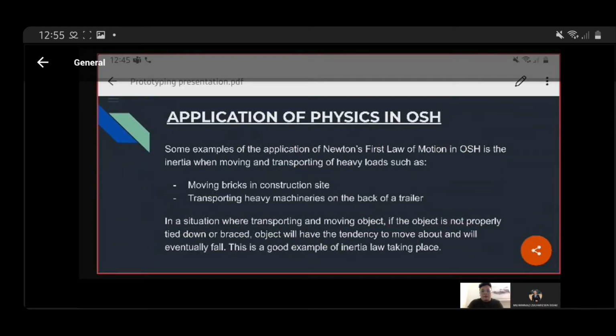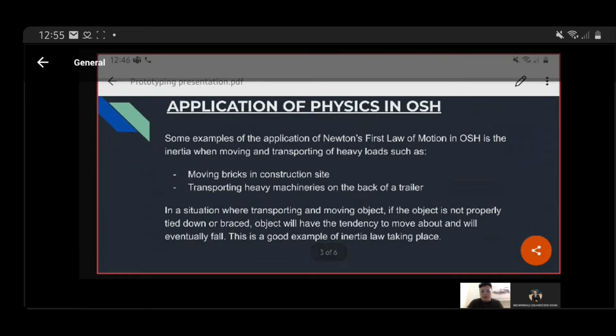So some examples of the application of Newton's first law of motion in OSH is the inertia when moving and transporting heavy loads, such as moving bricks in a construction site and transporting heavy machineries on the back of a trailer. In a situation where we are transporting and moving an object, if the object is not properly tied down or braced, the object will have the tendency to move about and will eventually fall. So this is actually a good example of the inertia law taking place.